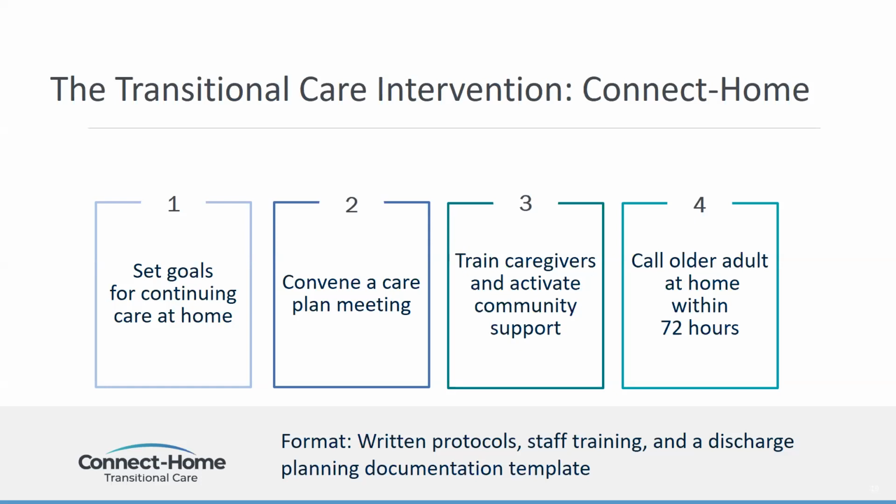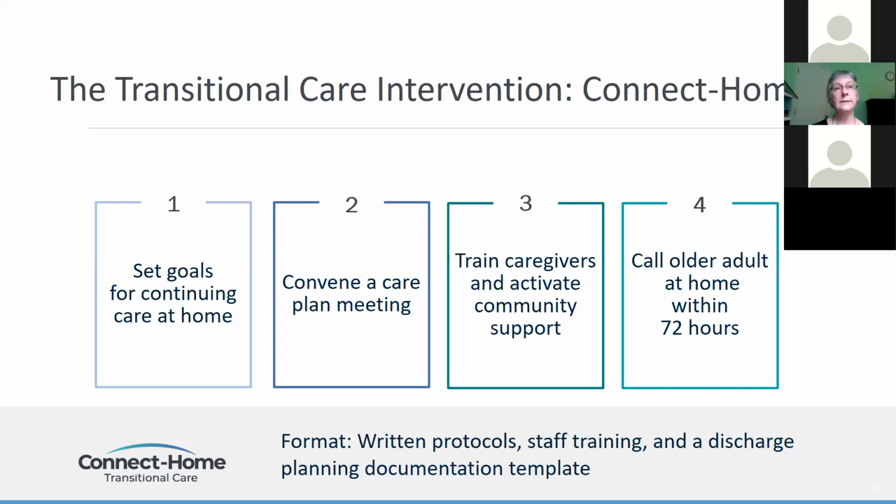The first step happens shortly after admission to the skilled nursing facility and involves each of the involved disciplines beginning to work with the older adult and caregiver to set goals for continuing care at home. Then within 2 weeks at the latest, a care plan meeting is convened that involves all the disciplines plus the older adult and family member to begin developing a more formal plan of care for home.